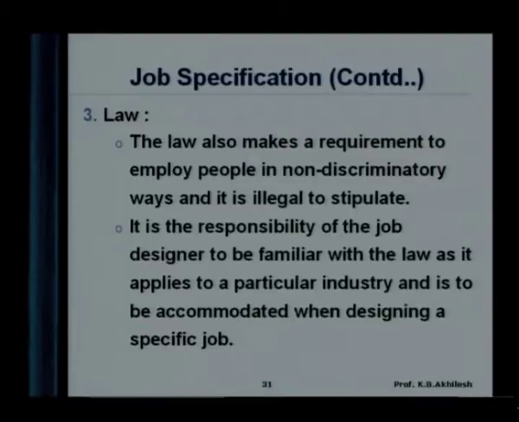And sometimes it is the Shops and Establishment Act that defines the scope of night work, or the length of time one can be deployed in shift work. So these things must be understood and must be integrated.